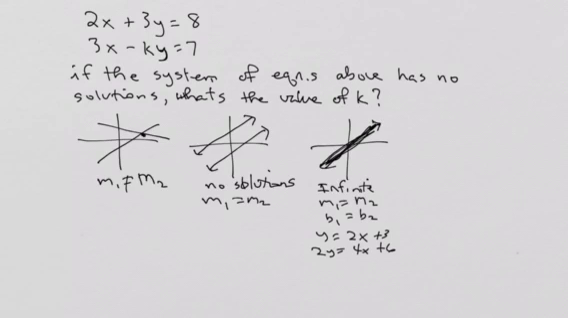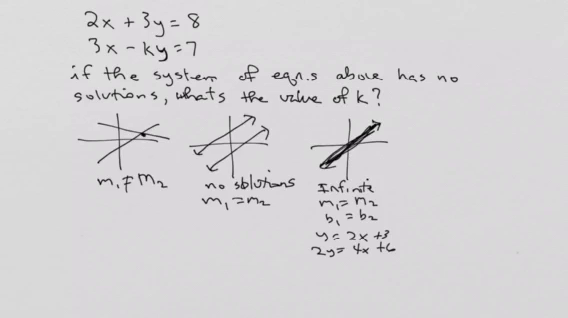All right, so here, this is the thing we're looking for. Where do we get no solutions? We get no solutions when the slopes are the same. So let's go ahead and find the slopes of the first line, which we can identify exactly, and then we'll find the slope of the second line that's going to have k in it.